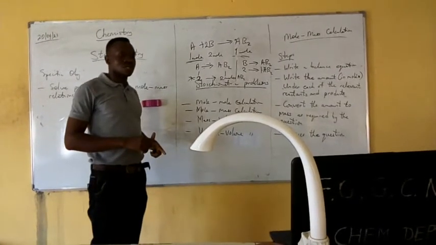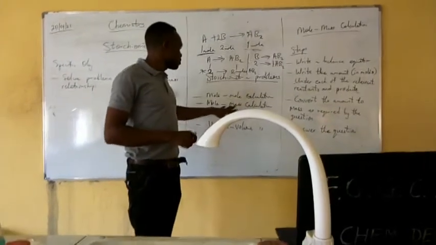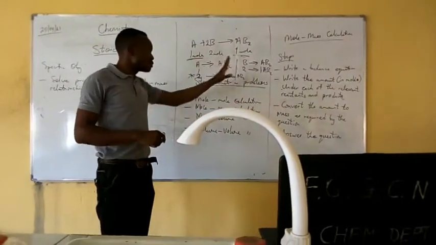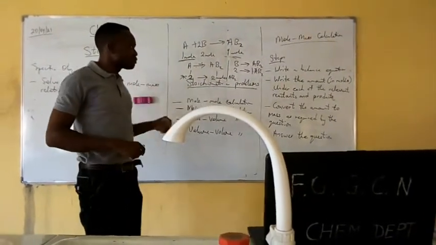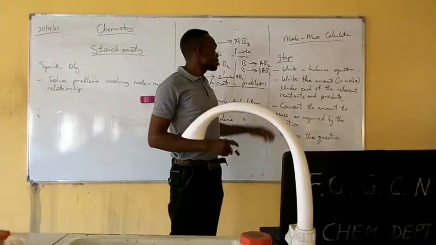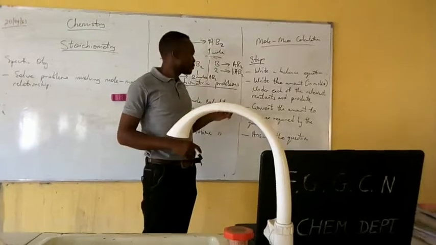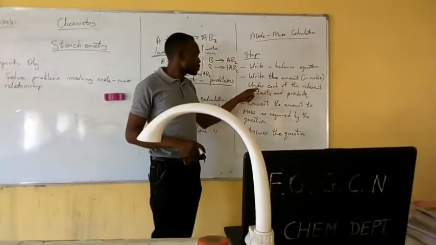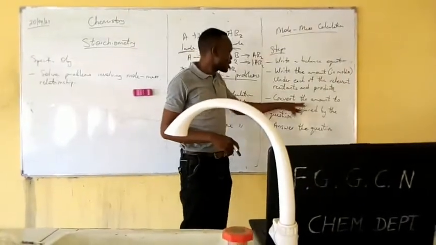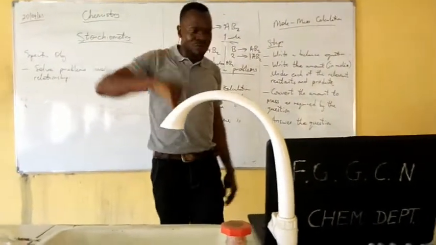So we are going to look in more detail at mole-mass calculation. Like I said previously, in the mole-mass calculation, the reactant might be measured in mole or mass, and the product is measured in mole or mass. Steps for solving problems involving mole-mass relationship. Step 1: Write a balanced chemical equation for the problem. Step 2: Write the amount in moles under each of the relevant reactants and products. Step 3: Convert the amount to mass as required by the question. Then finally, answer the given question.